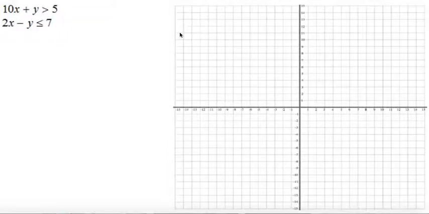Alright, example 10, solve the linear system of inequalities. Give one solution and one non-solution example. So first of all, we have to get both of these in slope-intercept form in order to graph them. So let's do that to the first one.